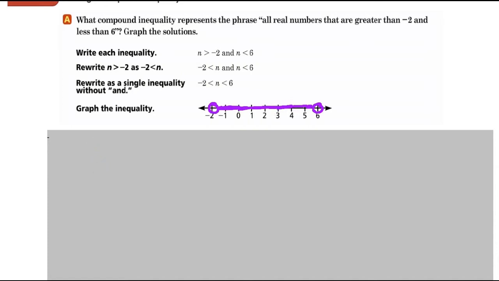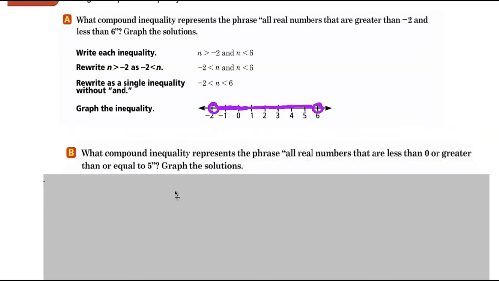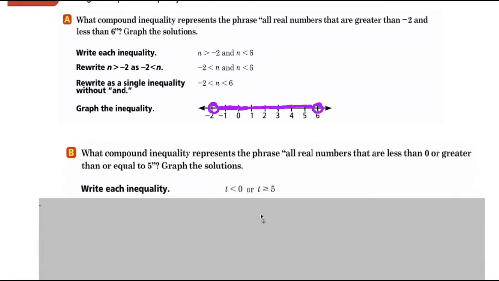Now let's look at number 2, or B in this case. What compound inequality represents the phrase all real numbers that are less than 0 or greater than or equal to 5? Again, we start by writing each inequality. For all real numbers less than 0, here's our inequality for the first one. And for the second one, t greater than or equal to 5, that's right here. It's using the word "or," so we're going to use that "or."